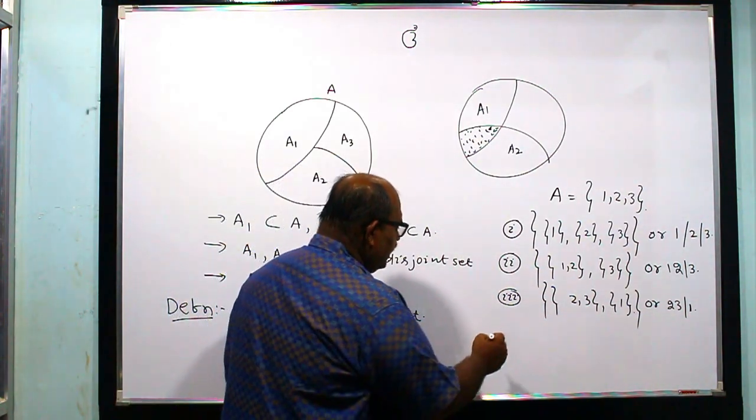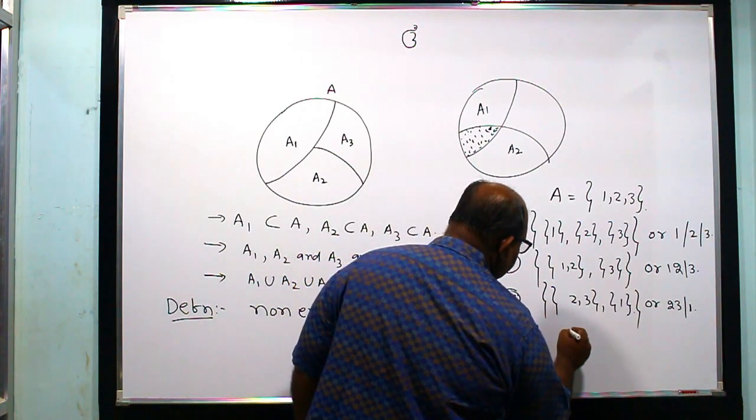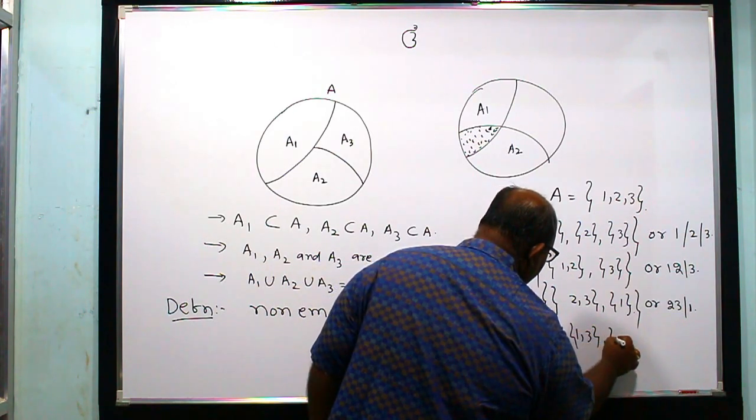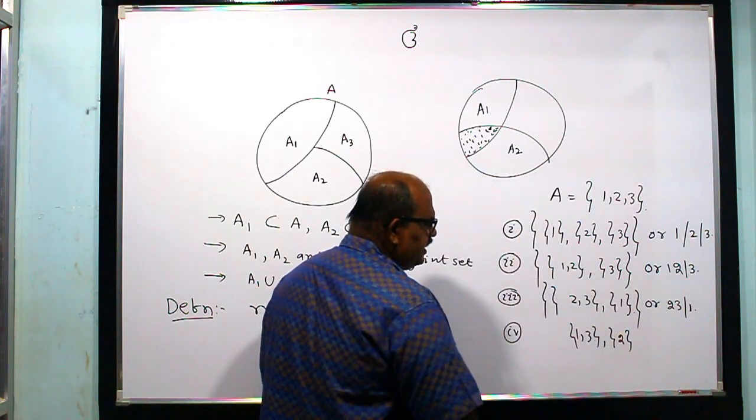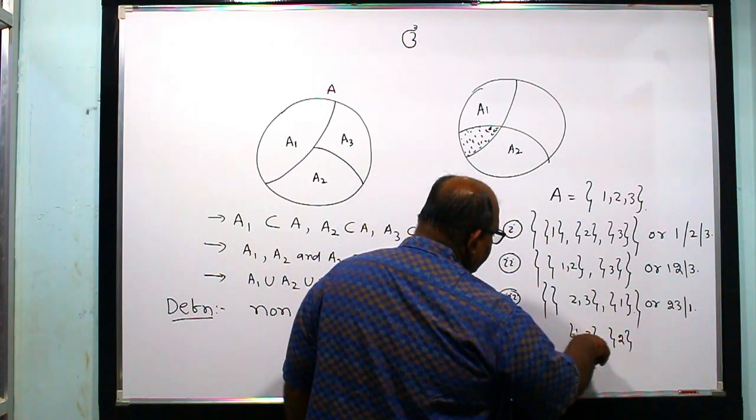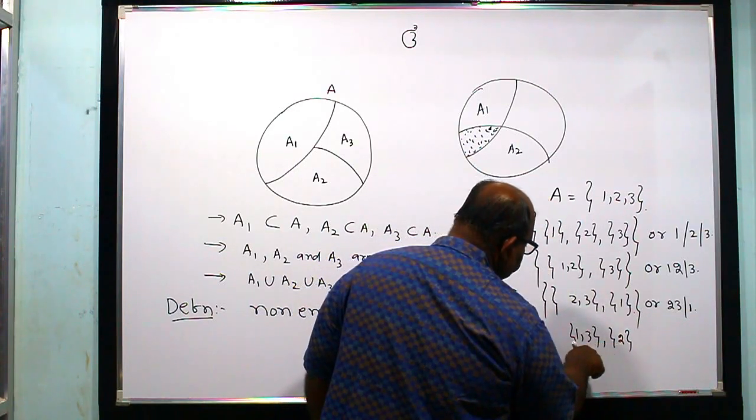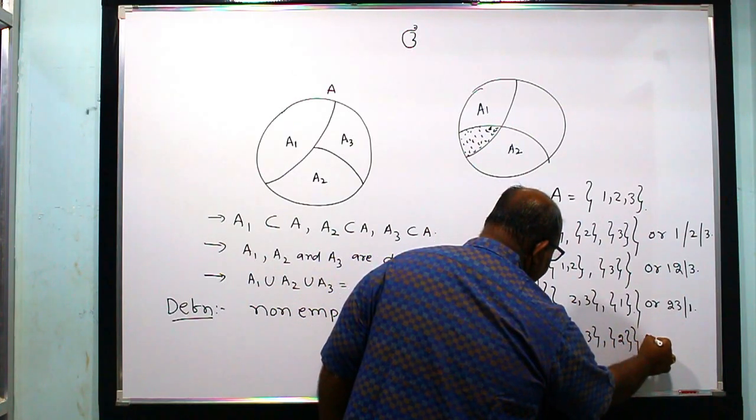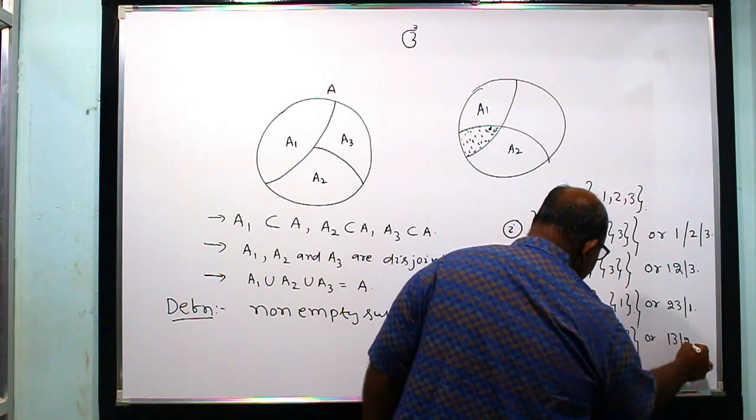Okay. Now think, is there any other partition possible? Think. Yes, there is another partition possible, that is set {1, 3} and set {2}. Look, both are subsets of the set A, and uniting both we get the set A, and they are disjoint. So clearly these are also partitions. This is symbolically written as 13/2.